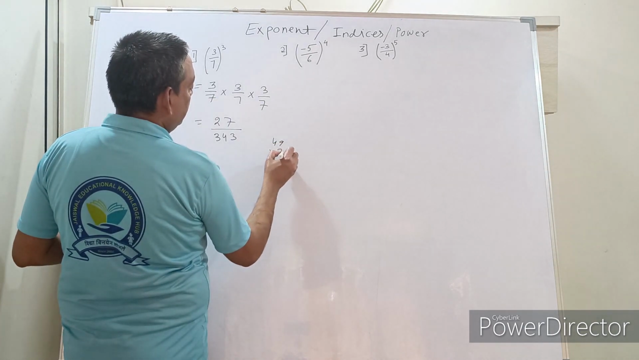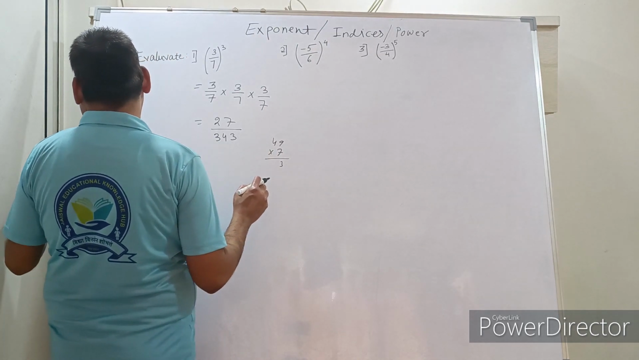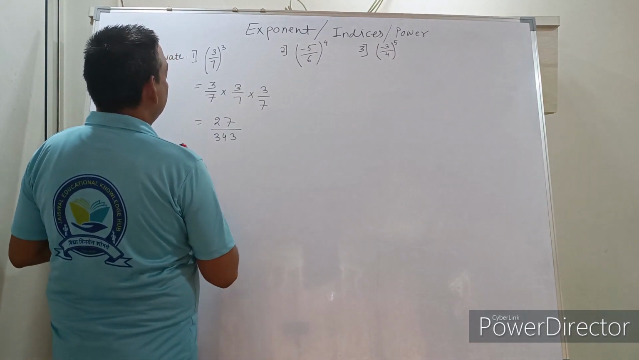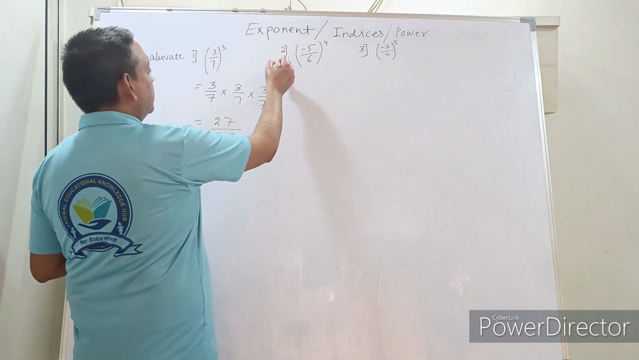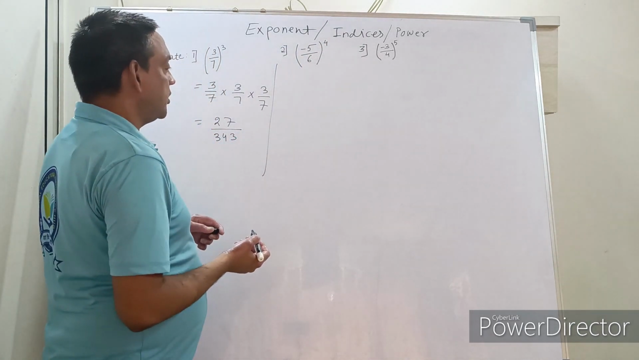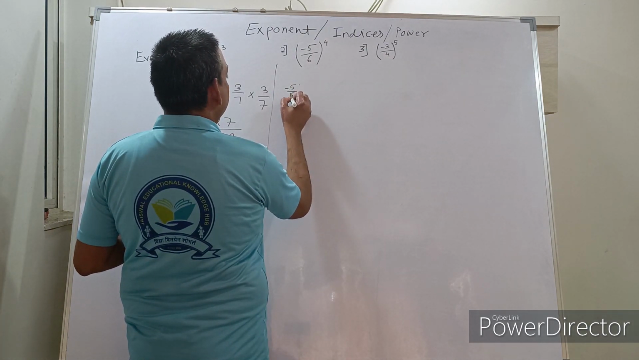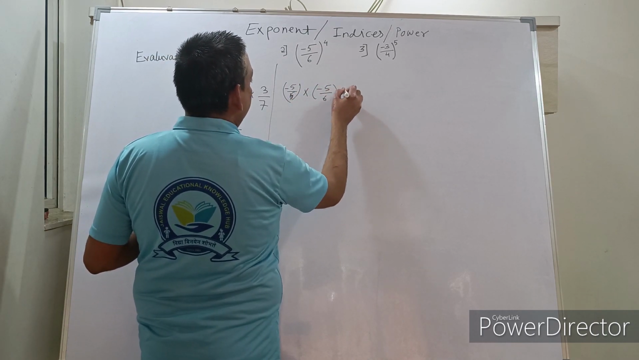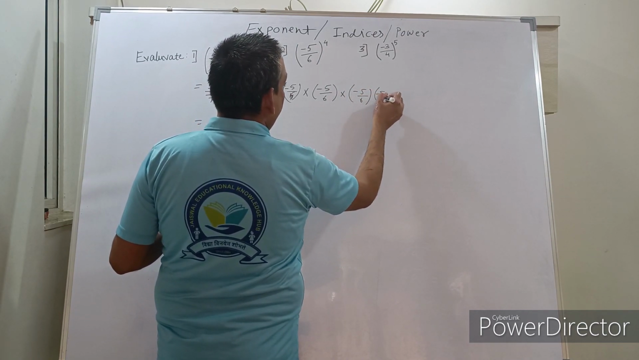49 into 7, 63, 6 9 28 34, yes, it will be right. So 343. Actually we can find out the 3 cube and 7 cube also. So the answer is 27 upon 343. Okay, same way the second one, minus 5 upon 6 raised to 4. So see, one thing you can just write down minus 5 upon 6 into minus 5 upon 6 into minus 5 upon 6 into minus 5 upon 6.